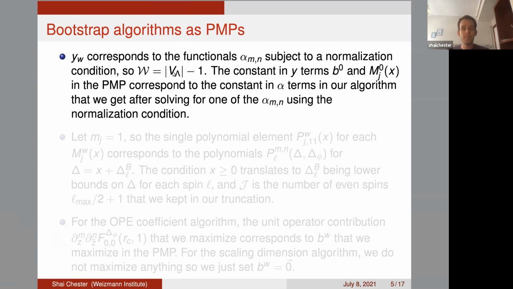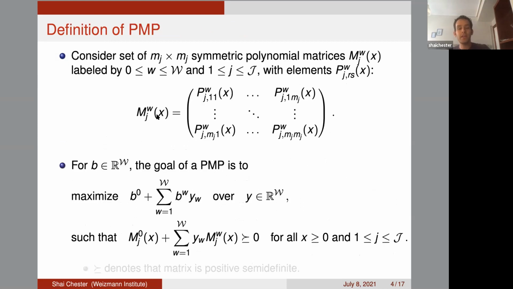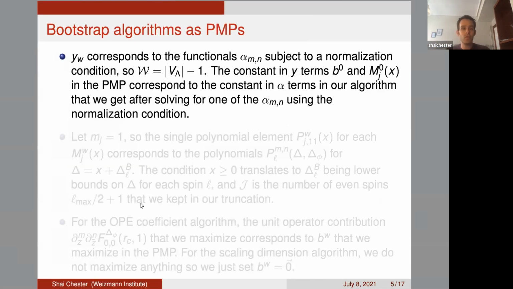on these alphas. Also, this normalization condition makes it so that the constant in y term, b_0, as well as this constant matrix term, M_0(x), in the PMP correspond to the constant and alpha terms in our algorithm that we get after solving for one of the alpha_mn using the normalization condition. And so that's why, as you saw on this slide, there was one term which just didn't contract with the y at all. That would correspond, if the y's equal the alphas, to the fact that one of the alphas is just fixed to a number due to the normalization. Okay, so that's how we identify these y's.